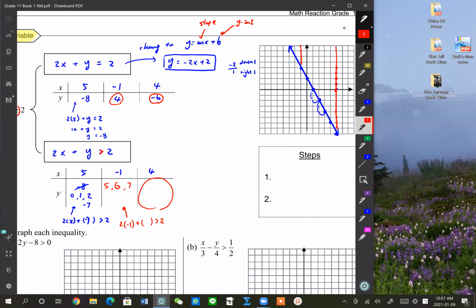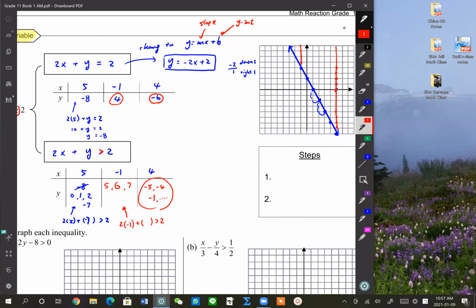Five or -5? -5. Yeah, okay? Because the number that's on the line is -6, so I have to be bigger than -6. So -5, -4, -3, and so on. Okay, so we look at this one.